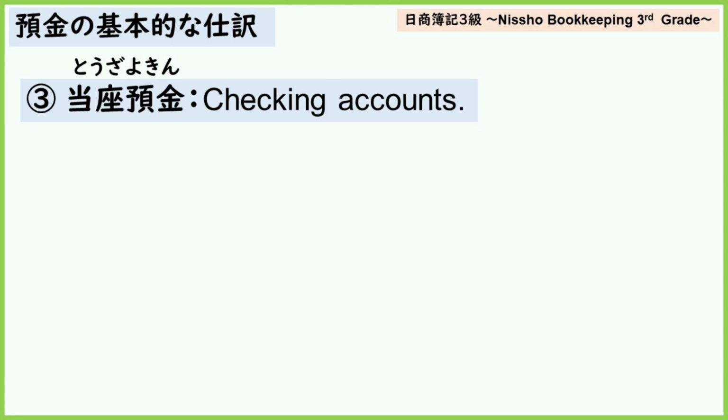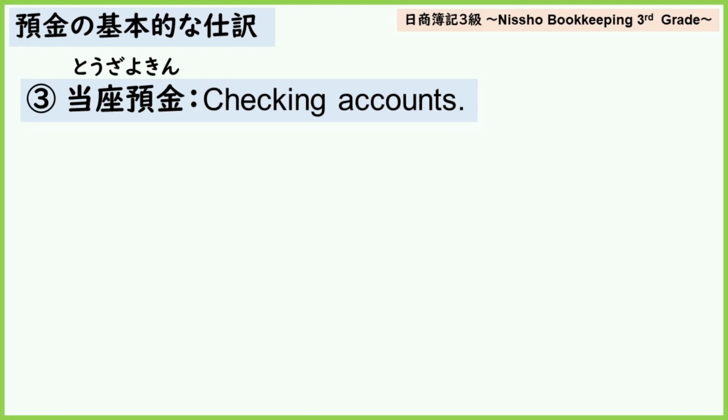Finally, the checking account is not for individuals like us, but is used by businesses. Among the deposits in bookkeeping, the most important one is the checking account. By having a checking account, companies can issue checks, enabling them to make payments.